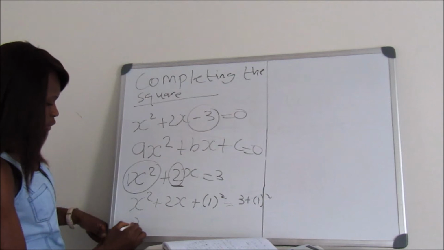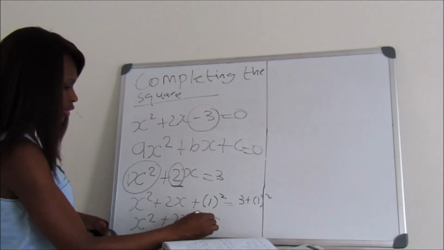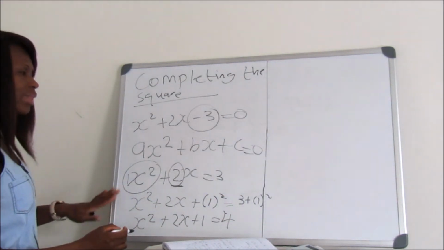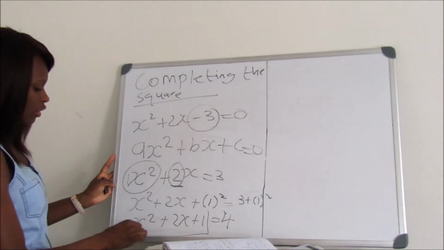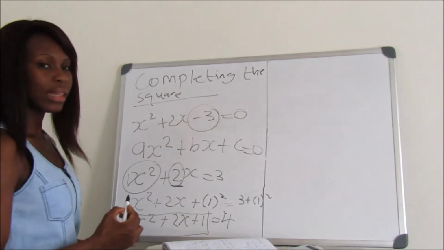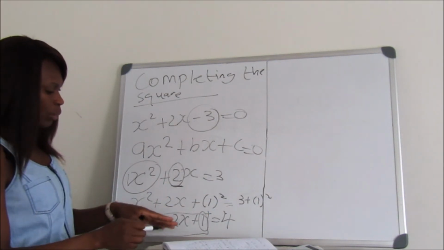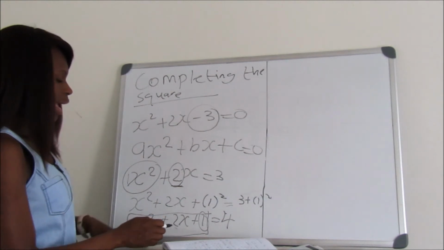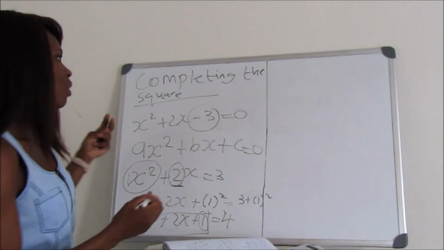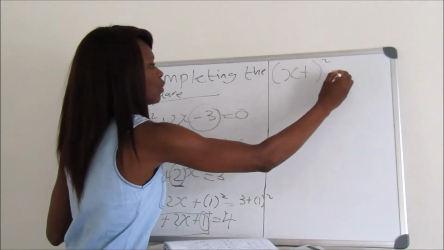From here, we'll be left with x squared plus 2x plus 1 is equal to 3 plus 1, which gives us 4. The next step is to factorize this side of the equation, x squared plus 2x plus 1. What are the factors of 1 that, when we add them, give us 2, and when we multiply them, give us 1? In this case it's 1 and 1. Then it will be x plus 1 squared is equal to 4.